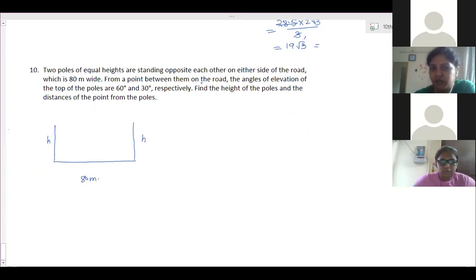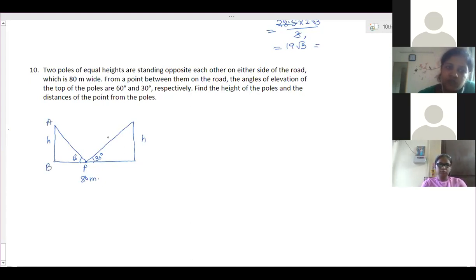From a point between them on the road, anywhere, they have not given the midpoint, anywhere on this road, suppose at this position, the angles of elevation of the tops of the poles are 60 degrees and 30 degrees. So from this point P, the angles of elevation of the tops of both the towers will be 60 degrees and 30 degrees respectively. Find the height of the poles and the distance of the point from the poles.